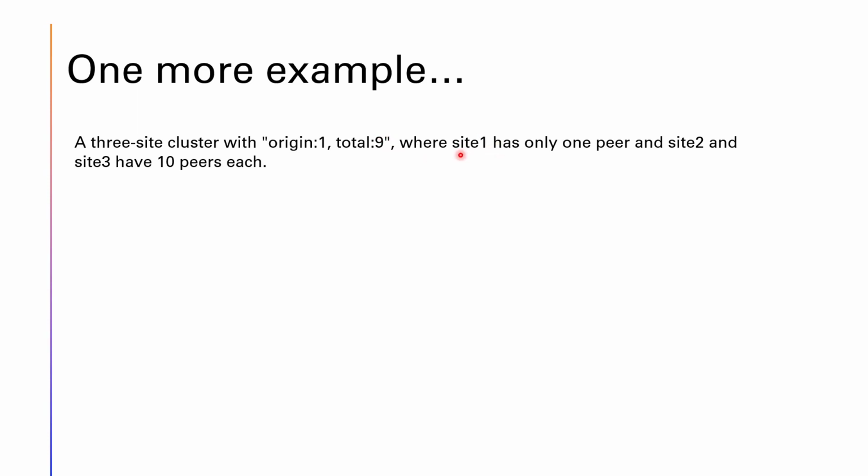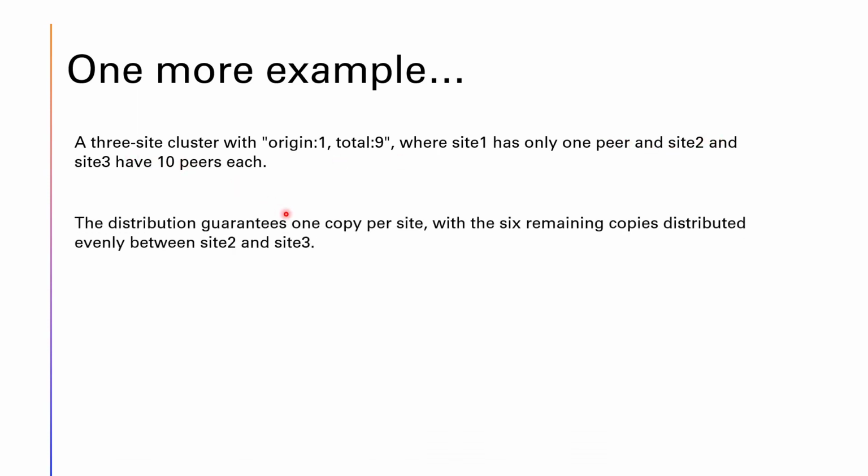Now, we have 3 sites, right? Site 1 has only 1 peer, site 2 and site 3 have 10 peers each. Now what will happen? First of all, because we have not explicitly set any site names, Splunk will first guarantee that at least 1 copy will go to each and every site. That means 3 are gone among these 9 copies, correct? So that means 6 are left.